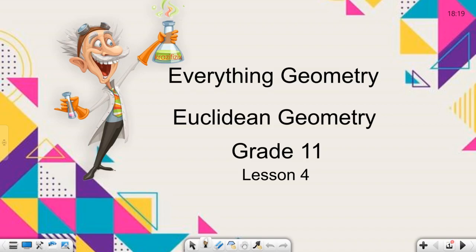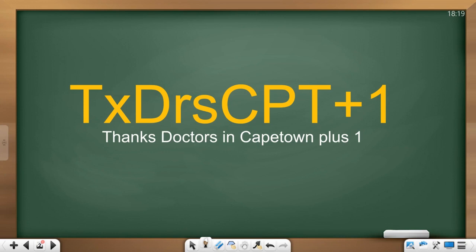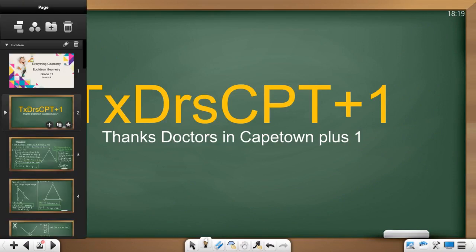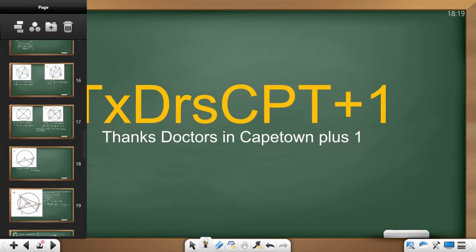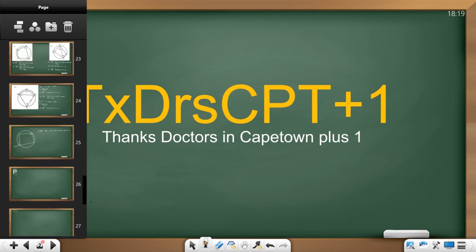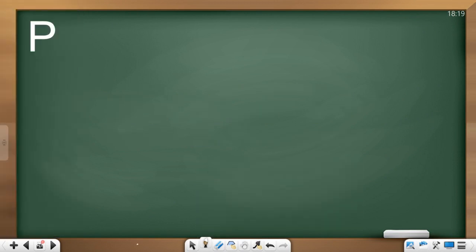Now, this is our fourth lesson on Euclidean geometry. So far, let's see how far we've traveled. We've looked at T, D, T, X, D, R, S, C. So we are left with P, T, and 1. Oh, lovely. So we are almost done with all the theory that we need to know concerning this theorem. So let's jump to P without wasting time.